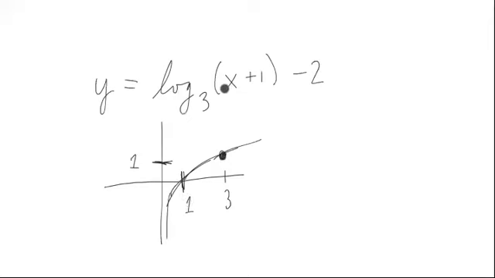But then from here, this tells us shift to the left 1. So we just shift that over 1. So now it would be like that. And then this says shift it down 2 from there. So maybe down to here. Something like that roughly. And that would be our final graph.